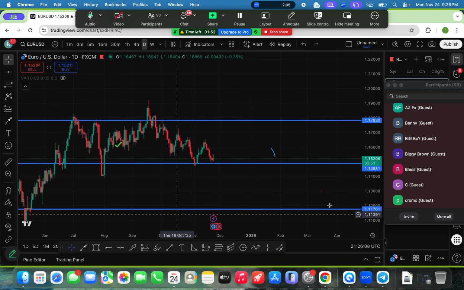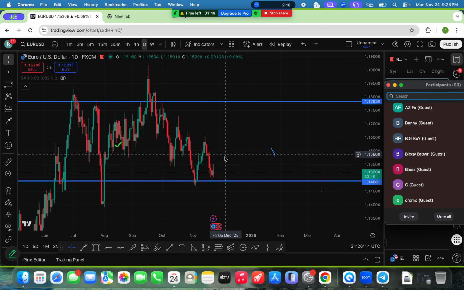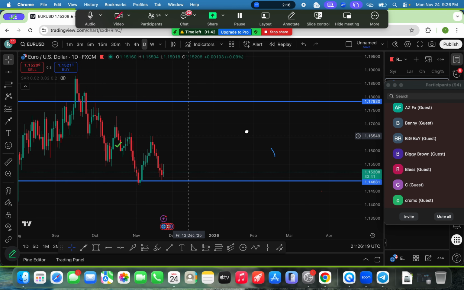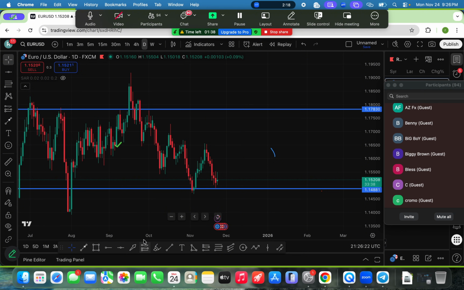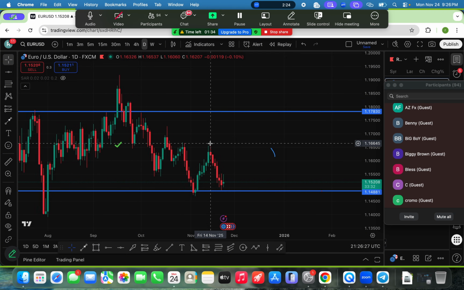So in the daily time frame, if I ask you, what's the trend of the market? Let's look at current price. What's the trend of the market right now? Some people are saying bullish, some people are saying bearish. What's the trend of the market right now? Downtrend. Yes, price is bearish. Price is bearish. You understand?